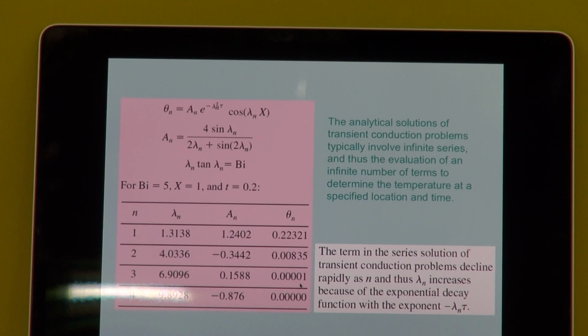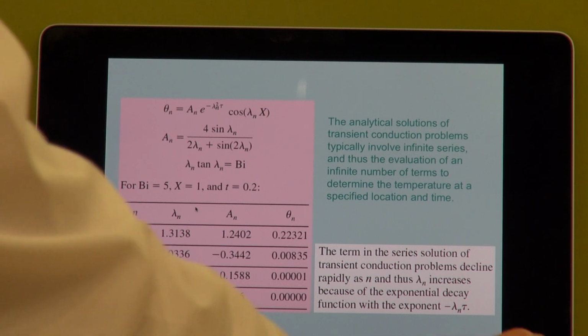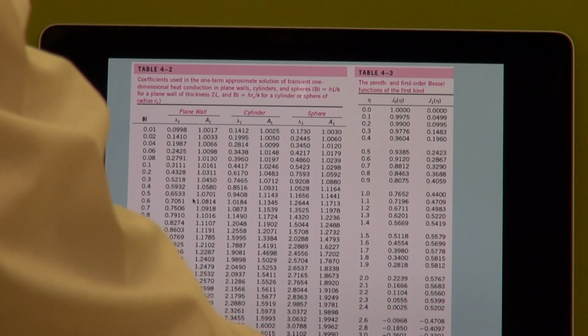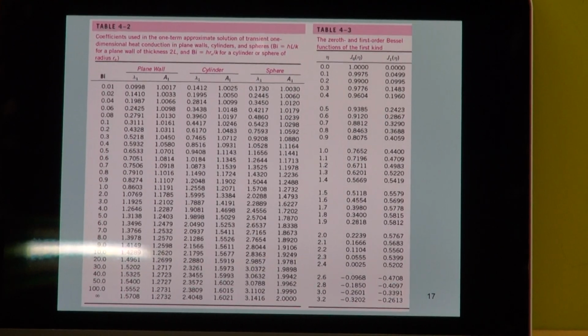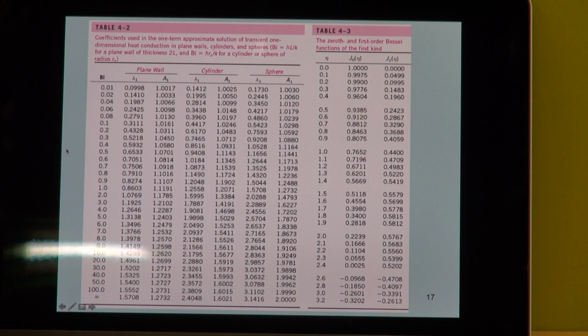You see? And then the same for n equal to 4, there wouldn't even be a number in the first 5 or 6 digits. Where do we get these values from? Well, we get it from a table in your textbook, table 4.2. You're going to use that table quite a lot, as well as table 4.3. Coming back to the previous problem, take note, there are the results for a plane wall, and it gives the value for lambda and for A. There's one for a cylinder, and there is one for a sphere.